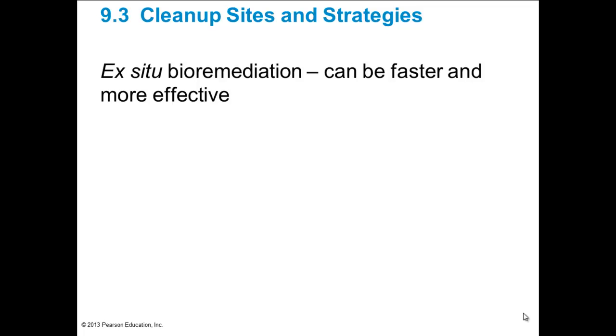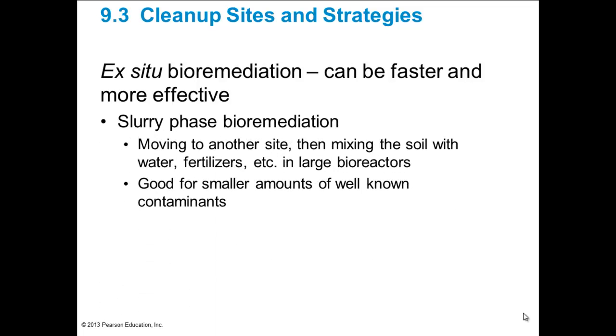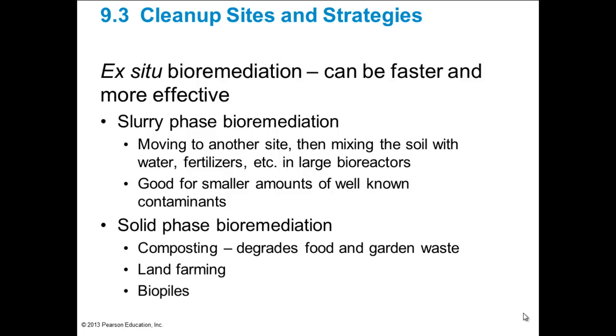Ex situ bioremediation, although it's expensive, can be faster and more effective. You take the soil and add water, so you create a slurry. You mix the soil with water and fertilizer, and you put it in large bioreactors. And this is good for smaller areas of more concentrated contamination. Then you can do this ex situ in a solid phase. And there are three different types of solid phase remediation that you need to know: composting, land farming, and biopiles.